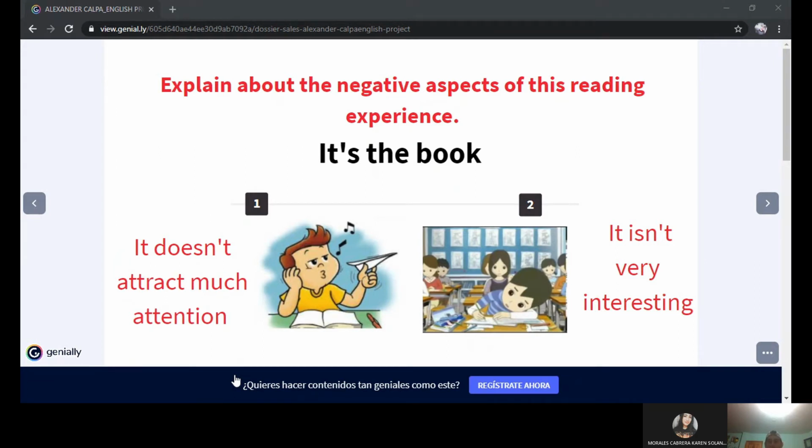In my opinion, an adventure or fantastic book or comic is a great option for us as students to generate more attention to read. But the idea of reading a book is very good.